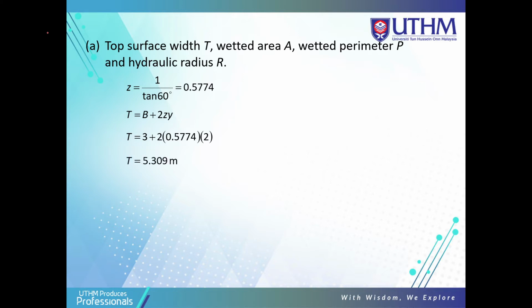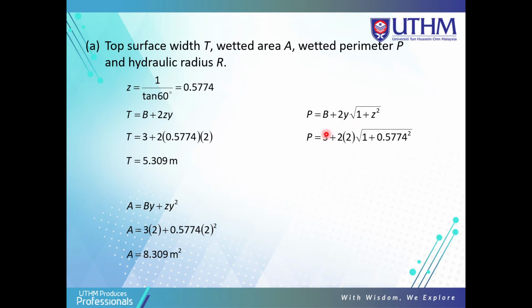T is equal to B plus 2 times zy here. Just put all the values here, so you get the T. Use the equation of the area, B times Y plus zy squared, and put in the values to get the area. Now you find the perimeter here. Just put in the B and Y, and you get the P as 7.619 meters.